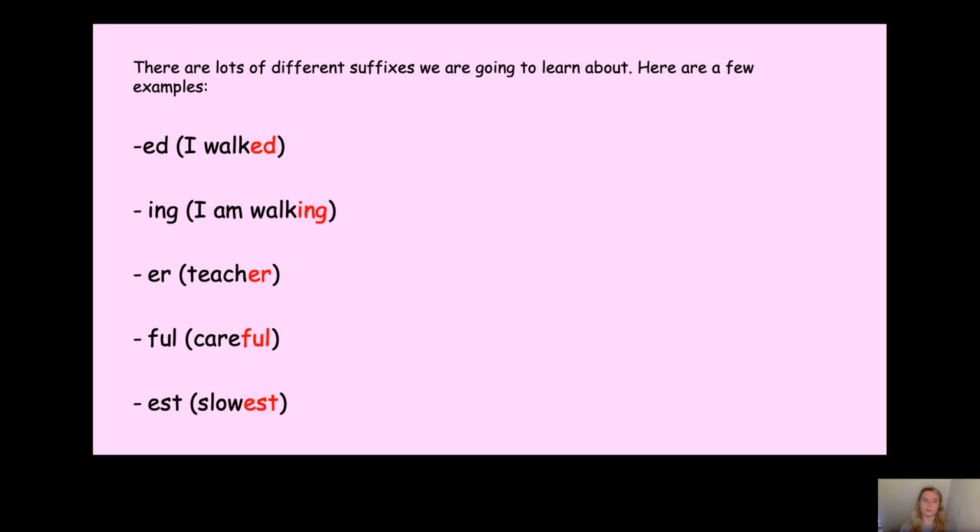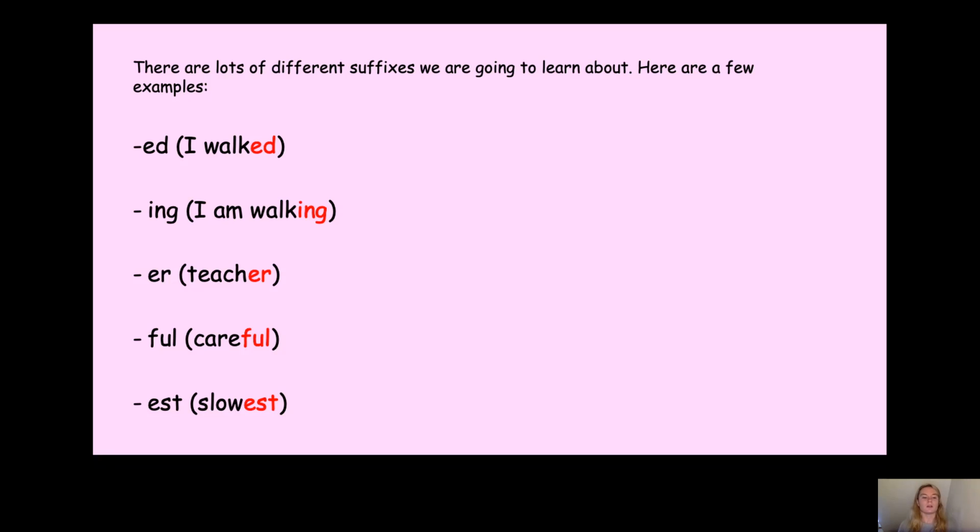So there are lots of different examples. We've got ed, so that's what we added to our verbs to make them the past tense. Do you remember the regular past tense verbs? So walk turns into walked. We've got ing, so walk turns into walking. I am walking, which is the present continuous or present progressive form of the verb.